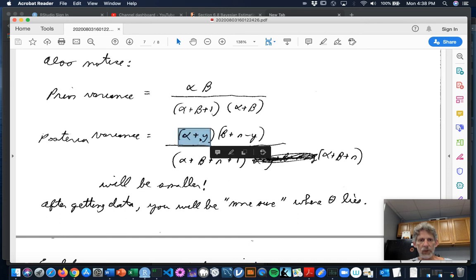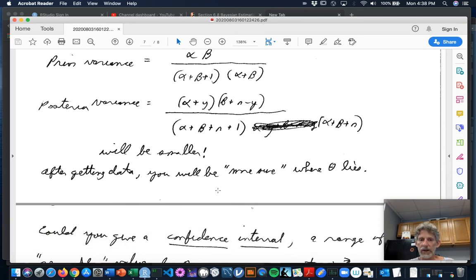Now, if you look at the alpha plus y over the alpha plus beta plus n plus 1, you've added on a y to the top, but you've added on more to the bottom. You've added on n. And so this little fraction here has to be smaller than this fraction here. Similarly, this second fraction comes from adding less to the top than you did to the bottom. And so it's going to be smaller than this second fraction right here. So the new variance, the posterior variance, is less than the prior variance. So you're more sure that theta lies in a narrower range after you've got your data than you were before.